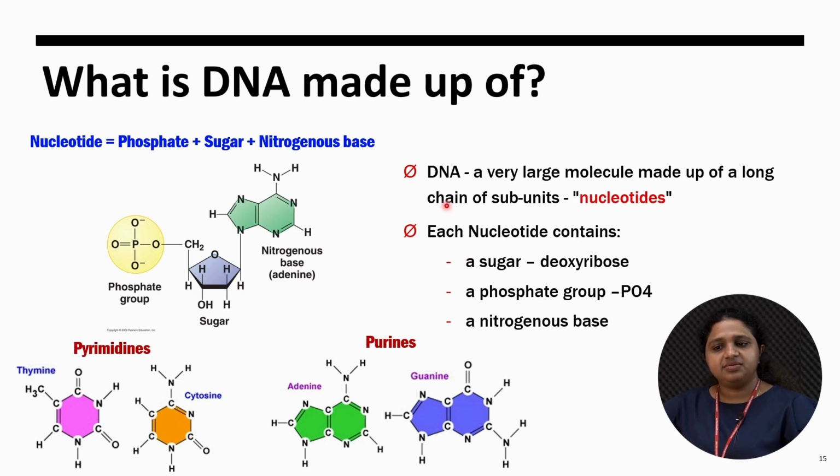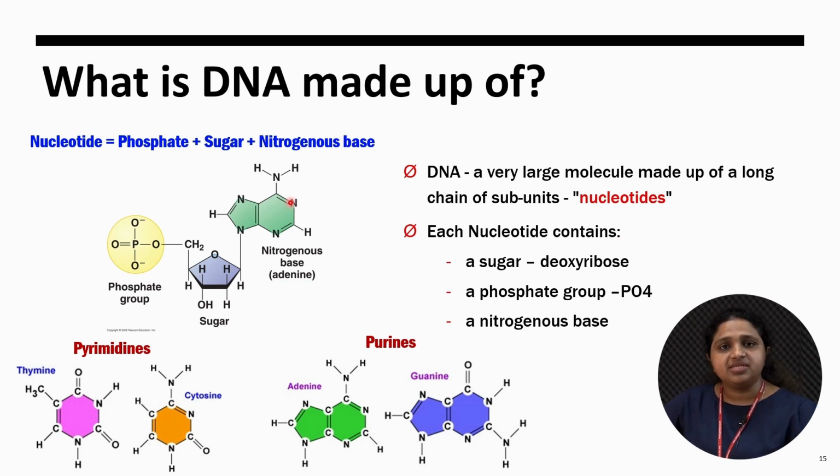So what is this DNA made up of? DNA is a nucleic acid, so it's made up of very small components. These small components, or the building blocks of DNA, are known as nucleotides. And each nucleotide contains a sugar component known as deoxyribose, a phosphate group, and a nitrogenous base. The sugar component is deoxyribose. That is where this nucleic acid gets its name.